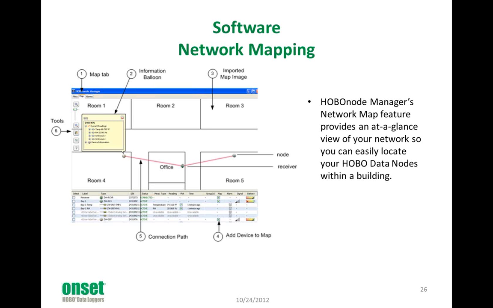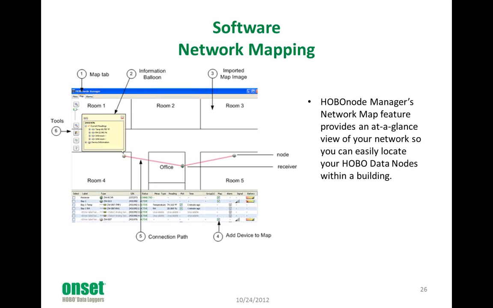This feature here is our network mapping feature. And the network mapping feature helps you to keep track of your devices. You can also import a custom background image, such as a floor plan, any kind of area map that you're going to be using. Here we'll see an office building. And you can place the icons on the network map to help you track where you've located your devices.